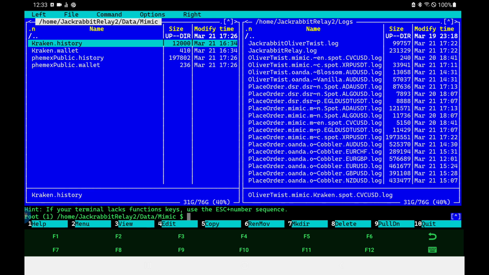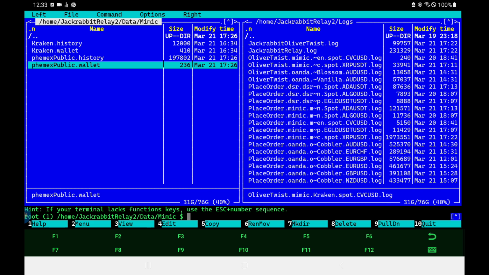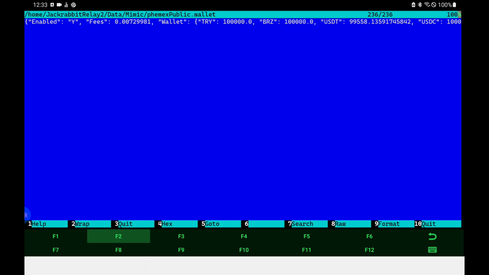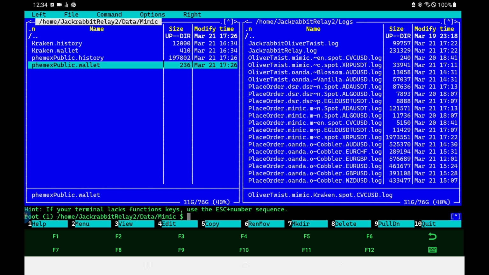So now let's go look at the second wallet, my Mimic wallet. Same thing that you will see here. You see the fees that I actually paid thus far in running this wallet. You see the various currencies and the values that I currently have. Short, sweet, and simple.